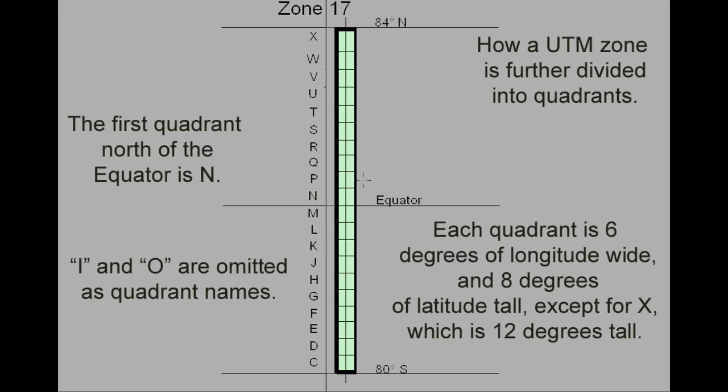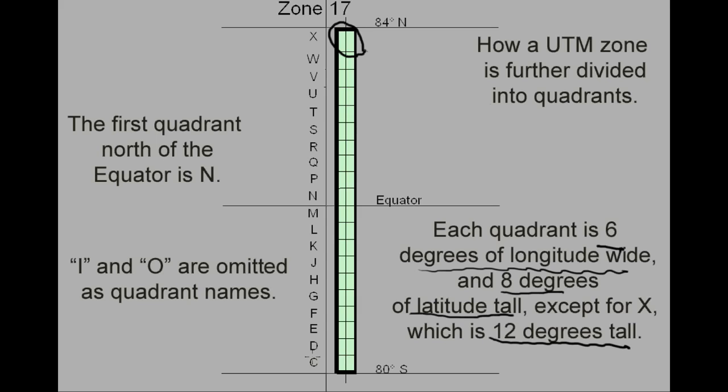Here we are at zone 17, and zone 17, as you will recall, is divided by the equator, and it is also divided lengthwise by the zone meridian, which divides the zone into 2 equal halves. In addition, the zone is divided into 20 quadrants. Each quadrant is 6 degrees of longitude wide and 8 degrees of latitude tall. Now the only exception here is quadrant X, which is a little different. Quadrant X, instead of being 8 degrees latitude tall, is 12 degrees of latitude tall.